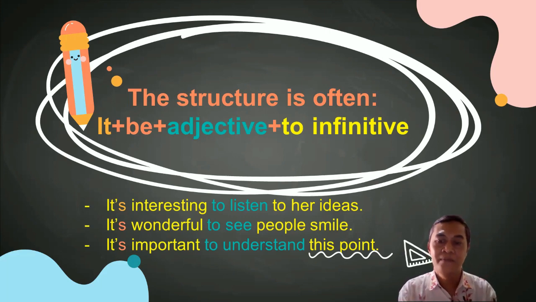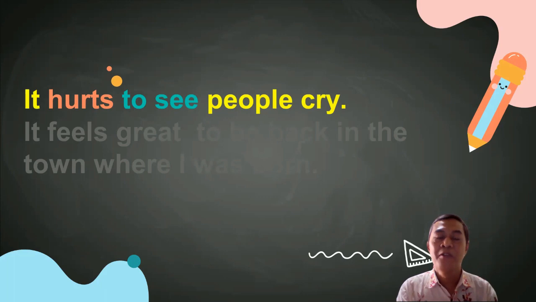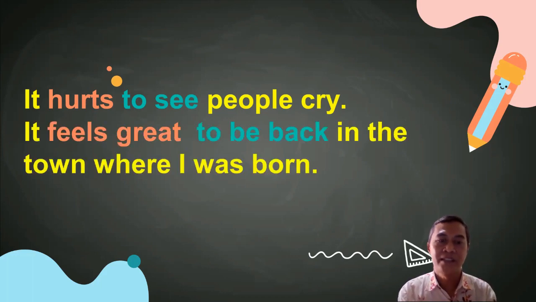Is it clear? Well, learners, now we have other sentences. Let's learn together. First, it hurts to see people cry. The second sentence, it feels great to be back in the town where I was born.